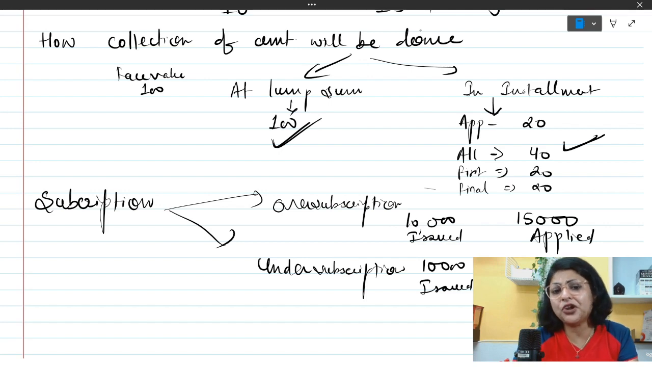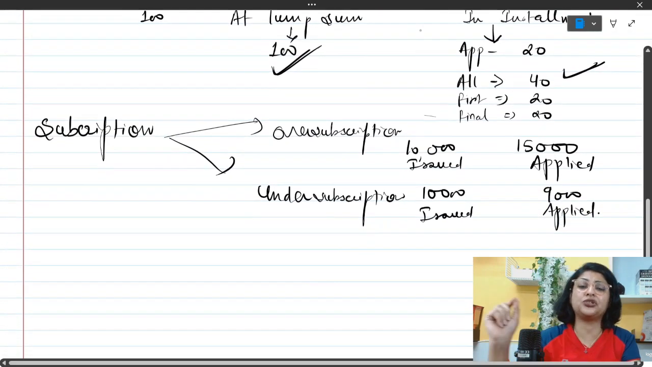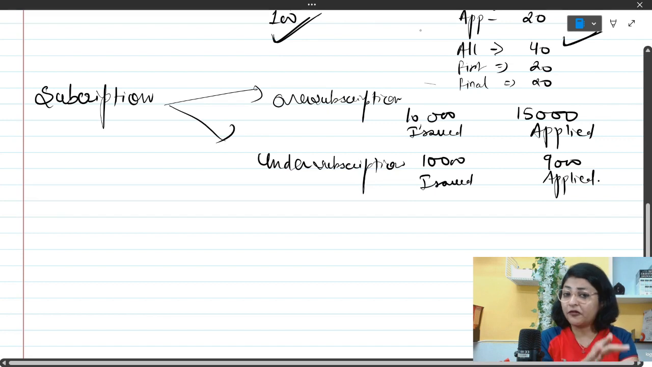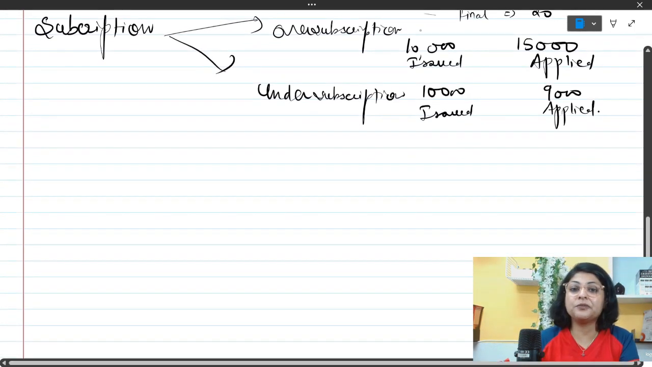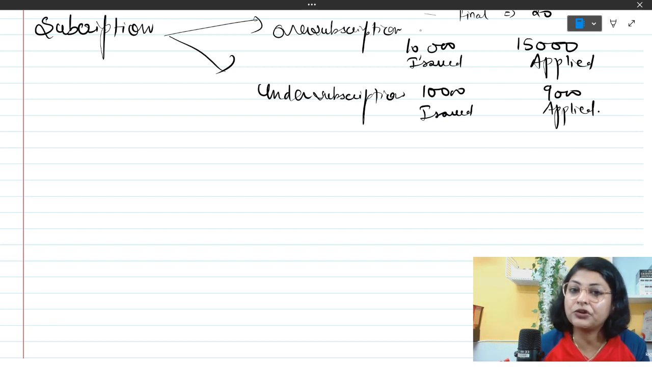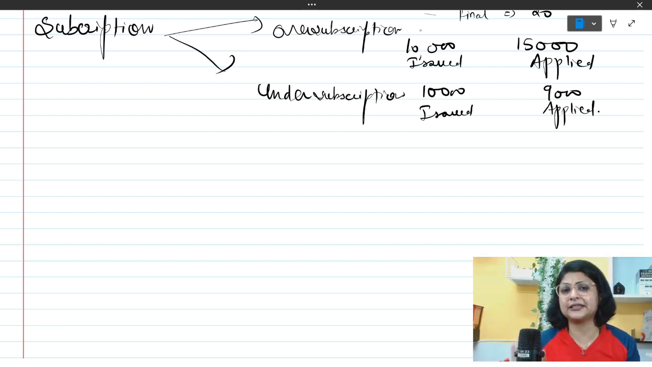Now, subscription can again be of two types: oversubscription and undersubscription. Oversubscription is the situation where a larger number of shares are applied for by the public, but the company cannot issue more shares. The company will have to issue the same number of shares. Under subscription means the company is issuing x number of shares and receiving applications for a lesser number of shares. This is a situation of under subscription. I hope till here everything is clear to you.